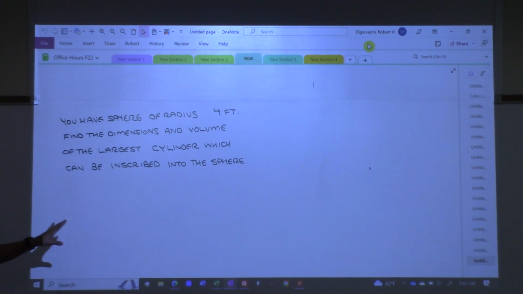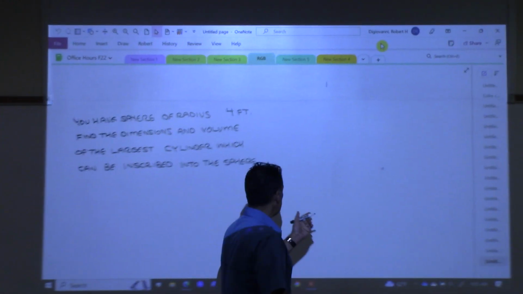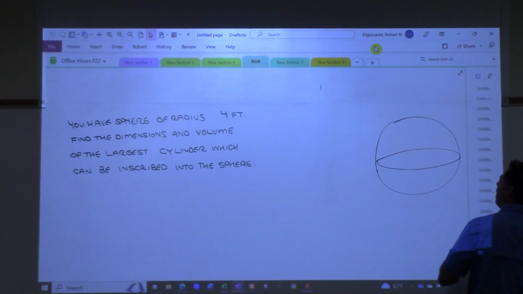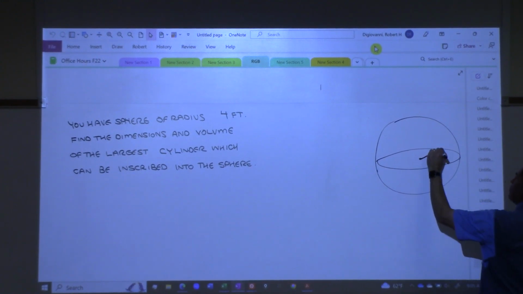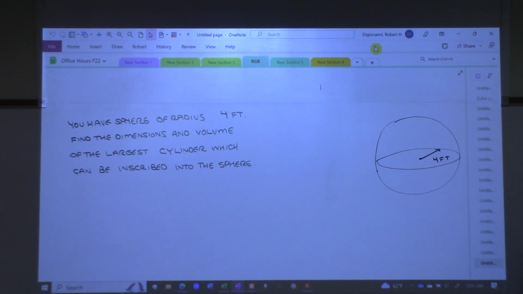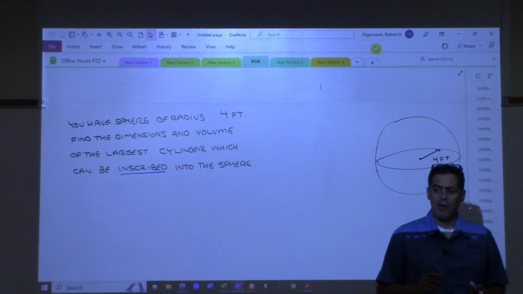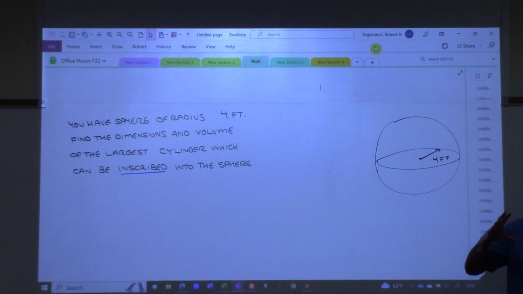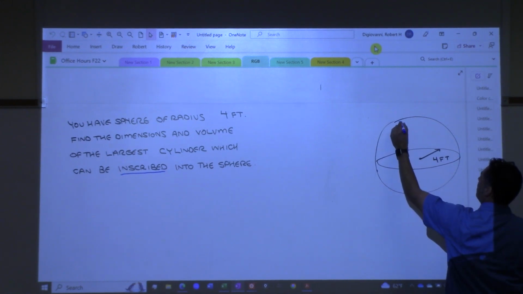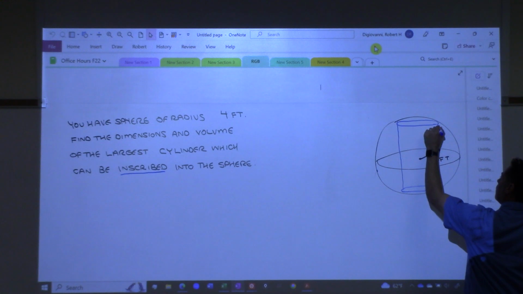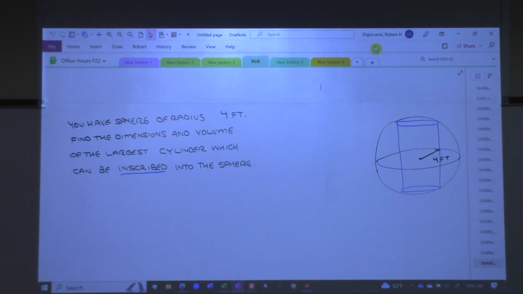Okay, so let's try and understand the problem first, right? We have a sphere, has a radius of 4. So to draw a sphere, you draw a circle, and then you can draw an ellipse through it like that. There's your sphere. It has a fixed radius of 4 feet. And what we want to do is inscribe a cylinder into this. Now, when I say inscribe, you have to understand what this means. It means that this cylinder is going to touch the actual surface of the sphere, but it's going to be inside of it. So imagine a cylinder that looks something like this inside of that sphere. Do y'all see it?